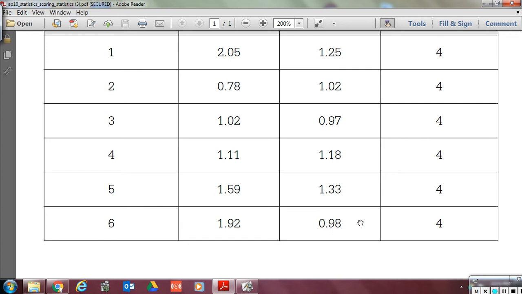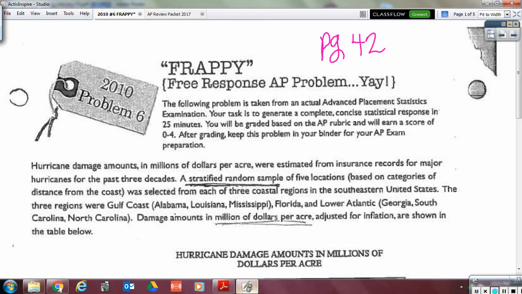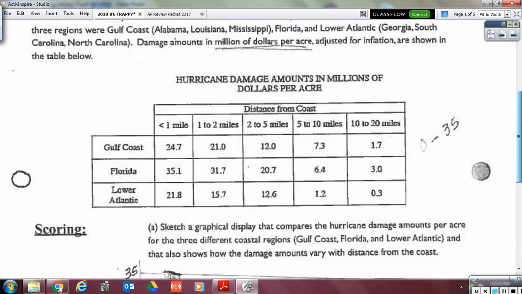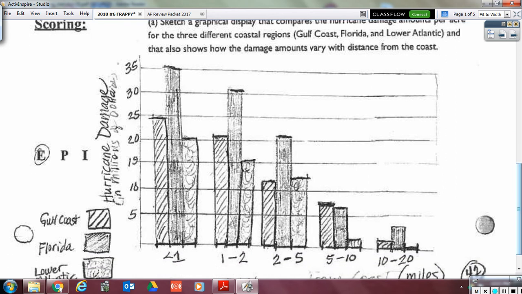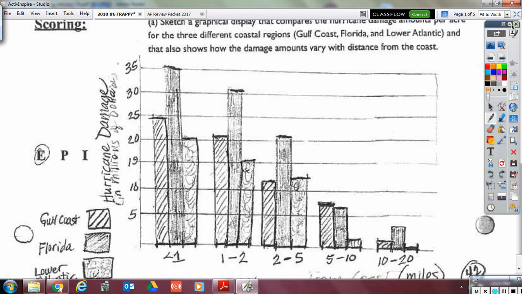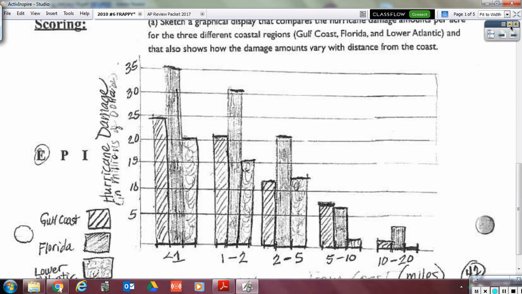Okay, so let's see what you needed to do to get your points on this problem. Here we go. This one was about the distance from the coast and the amount of damage in the 3 different regions. So they wanted a graphical display of that. Here is one example. You did not have to do this type of graphical display.